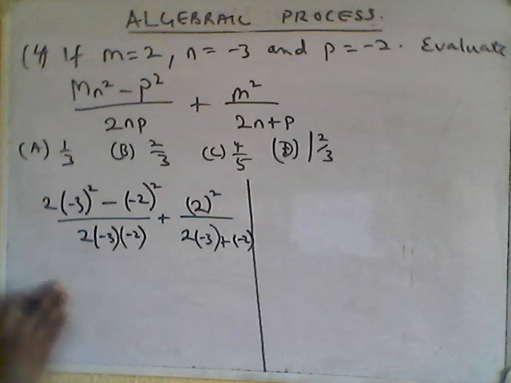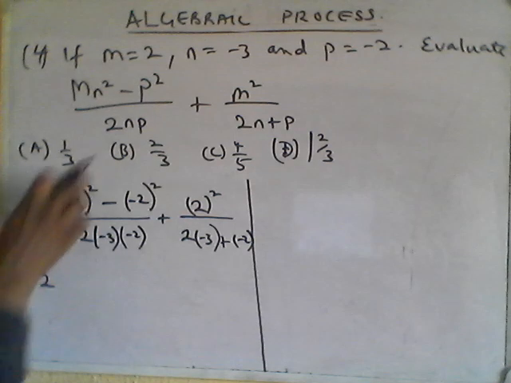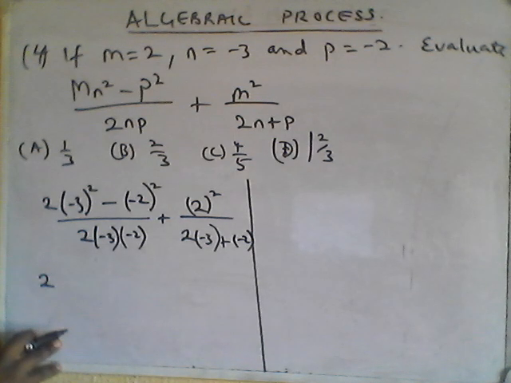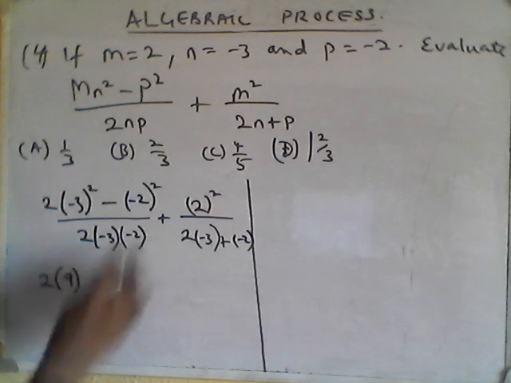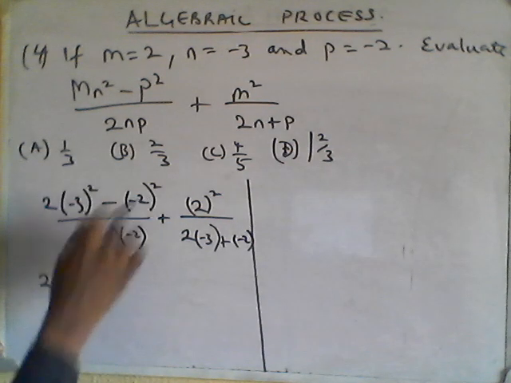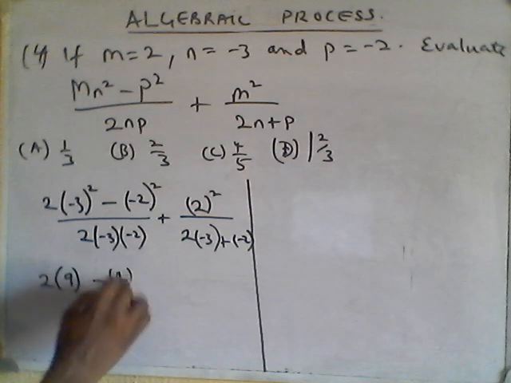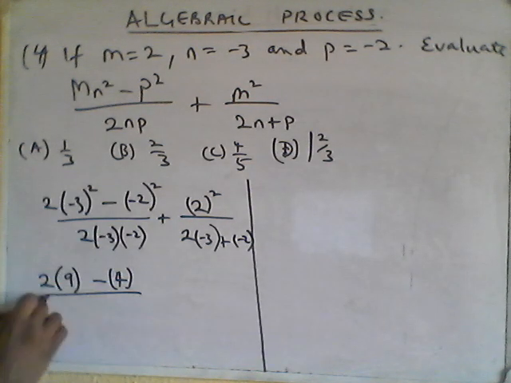So the next thing I come to do here is that I will put my 2 here. Then this one, if I evaluate it, minus 3 square is minus 3 times minus 3, which will give us 9. So I still put 9 in brackets again. Then minus 2 square is minus 2 times minus 2, which will give us 4. I put my bracket there. I'm just simplifying it. I'm removing all these squares up there. Then I rule my line again.